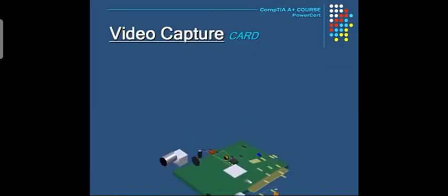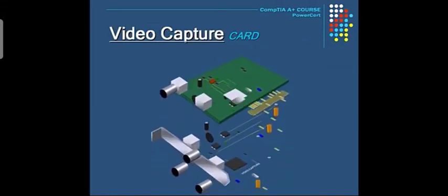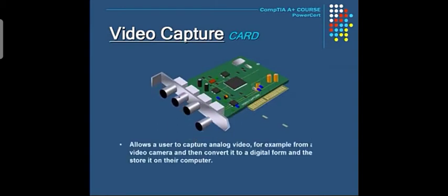Some people have video capture cards installed on their computer, and these cards allow a user to capture analog video, for example, from a video camera, and then convert it to a digital form and store it on their computer's internal storage, such as a hard drive.